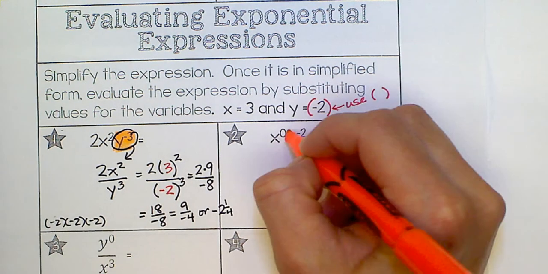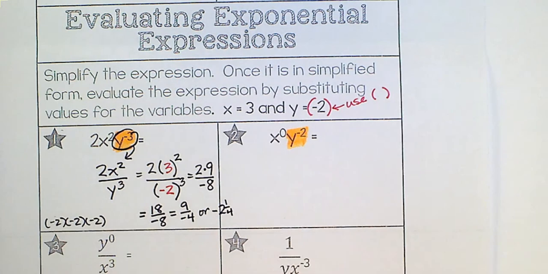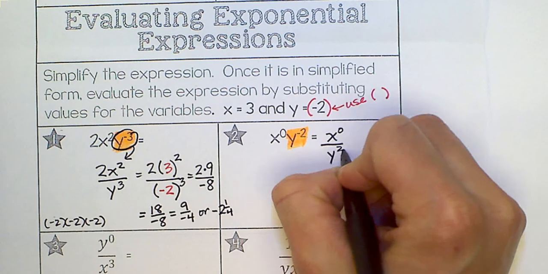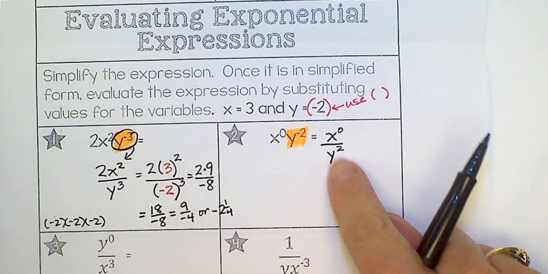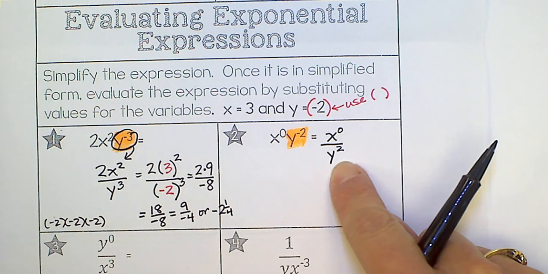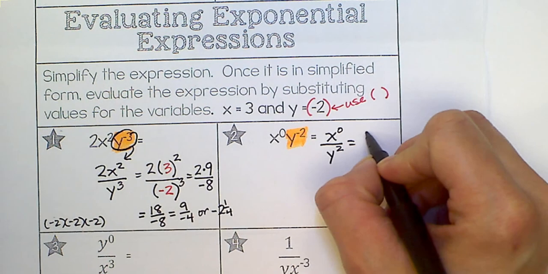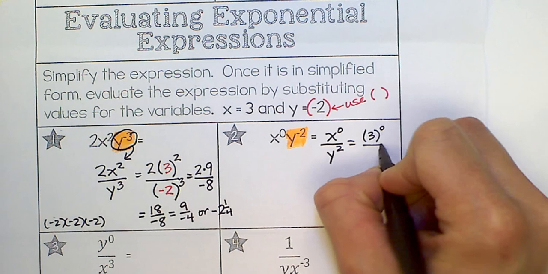All right, let's try the second one. Highlight anything with a negative exponent. That's going to flip to the bottom. So I have x to the 0 over y to the positive 2. Don't forget, once you move it, it becomes positive. And now we're going to simplify. And we get 3 to the 0 and negative 2 to the second.